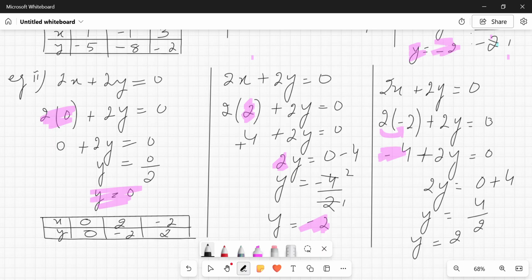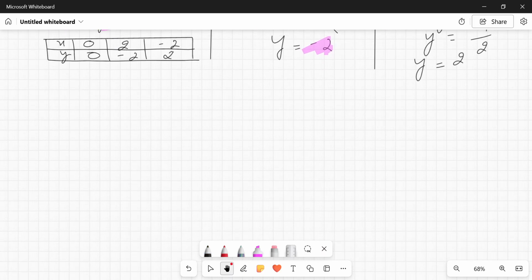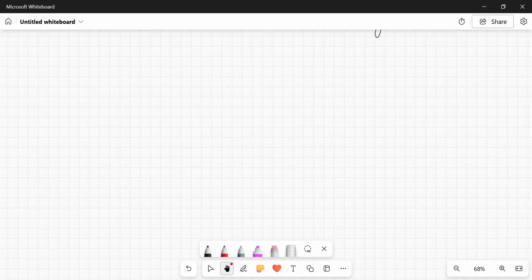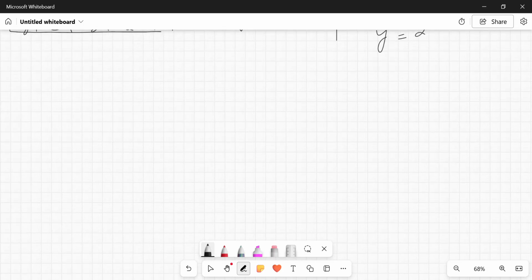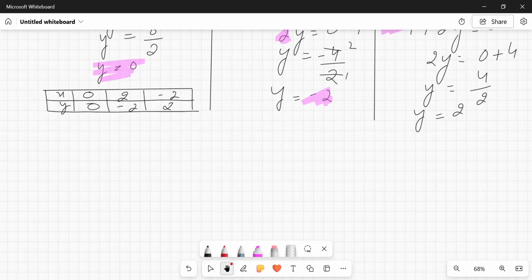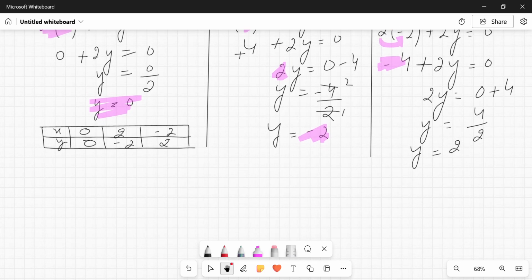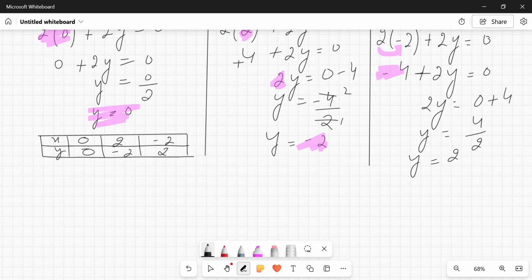Now we have found all the coordinates of x and y of equation 1 and equation 2. Now let's plot these coordinates on a graph. Now let's check the largest value. The x is here.